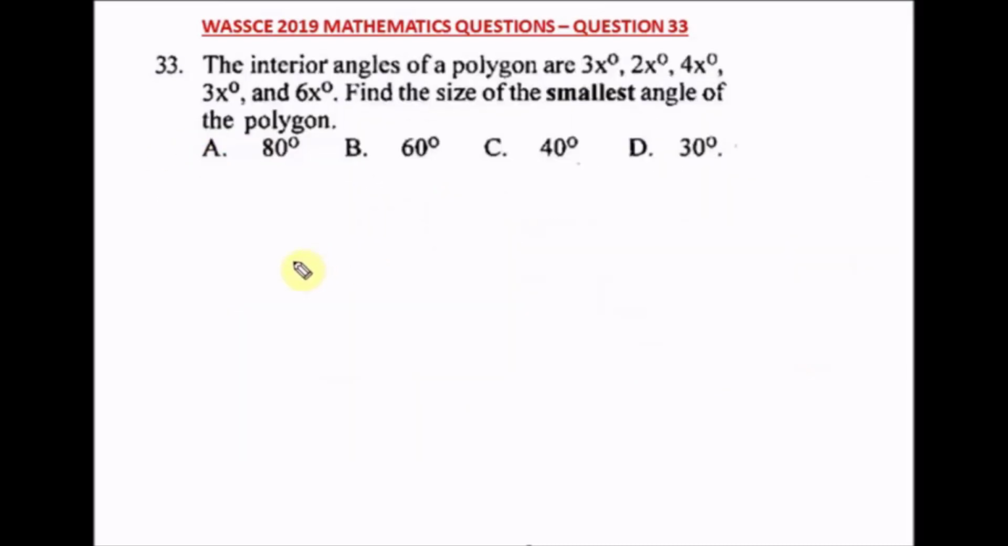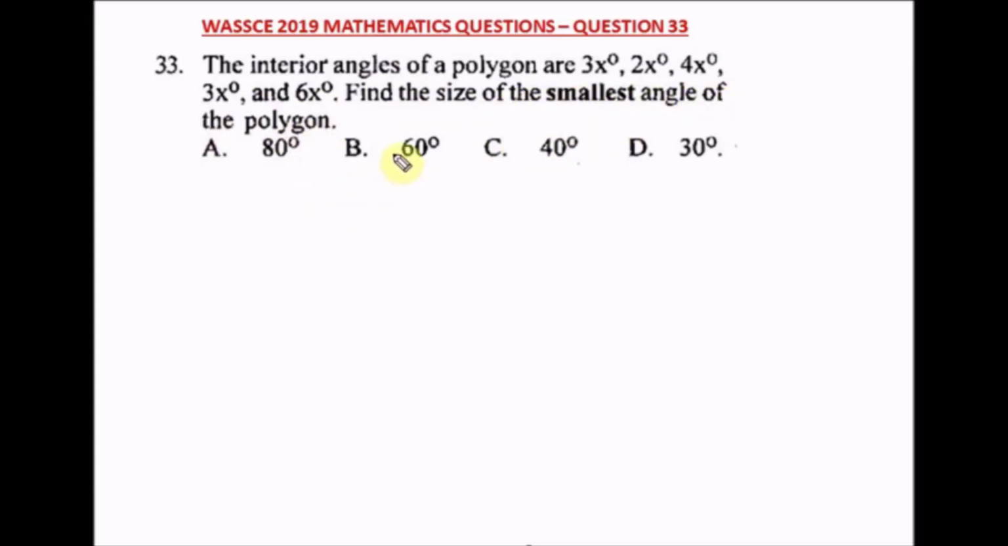Question 33 of the WAEC 2019 Mathematics Past Question. That's your WAEC 2019 Past Question. It says the interior angles of a polygon are these: 3x degrees, 2x degrees, 4x, 3x and 6x degrees. Find the size of the smallest angle of the polygon.